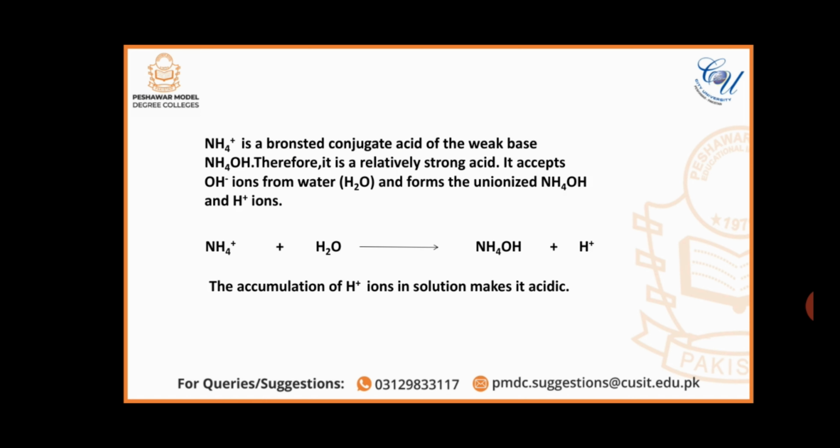Ammonium ion is a Bronsted conjugate acid of a weak base, therefore it is a relatively strong acid. It accepts hydroxide ions from water and forms the unionized ammonium hydroxide and proton. The accumulation of H plus ions in a solution makes it acidic.